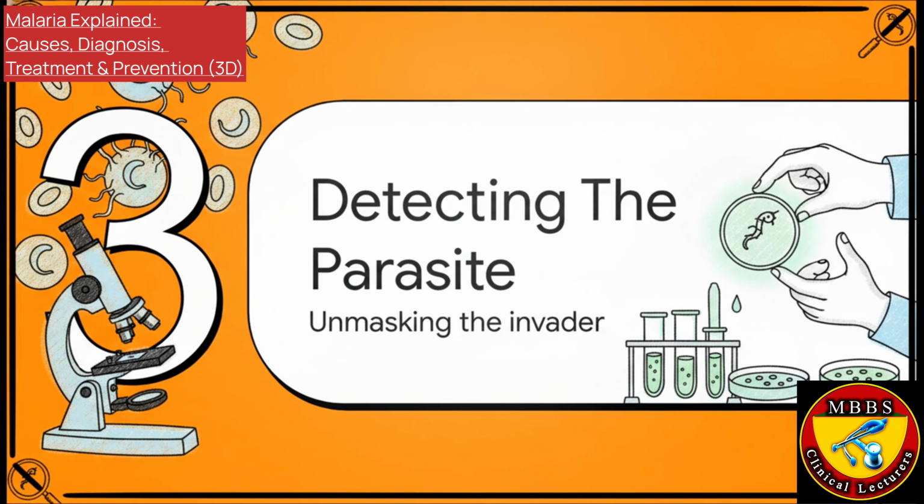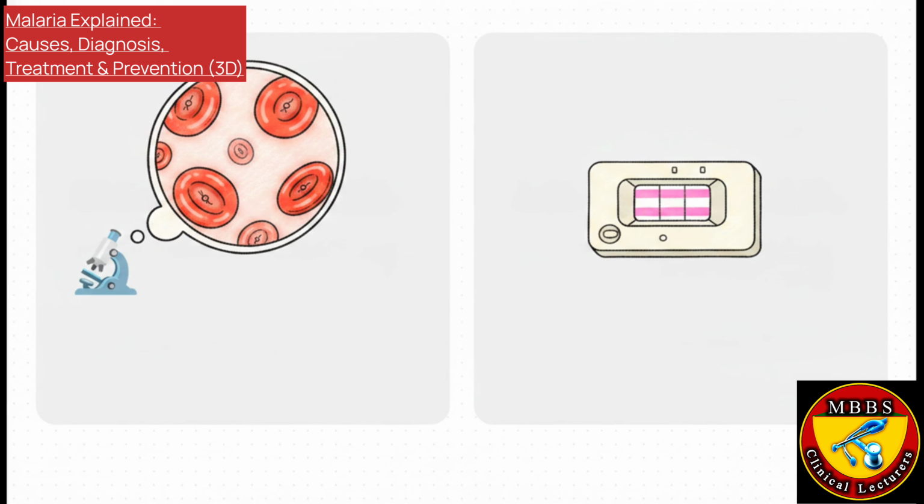So, how do we fight back? Section 3, detecting the parasite, unmasking the invader in minutes. We're shifting now from the frantic environment of bursting blood cells into the clean, precise world of a medical lab, because defeating malaria always starts with finding it. Doctors can use microscopic analysis, where they take a tiny droplet of blood, place it on a glass slide, and look for the actual physical ring-stage parasites hiding inside the red blood cells. It's a direct visual confirmation.